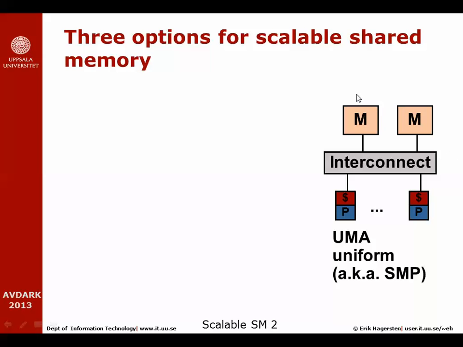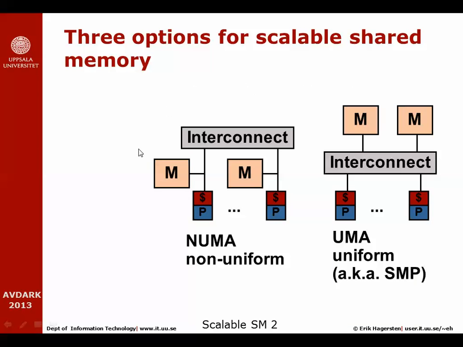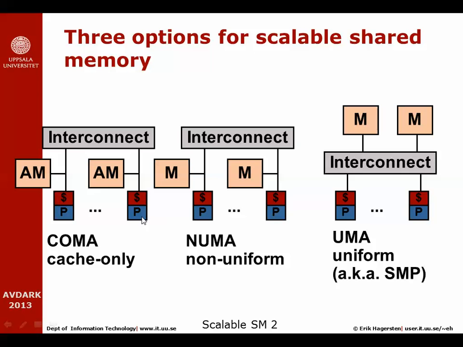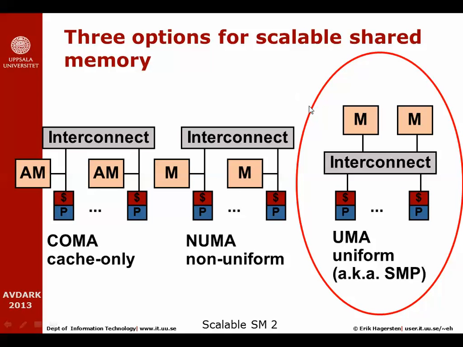But there are more scalable ways of implementing shared memory as well. There is something called non-uniform memory architectures, or NUMA for short, where this property of uniformity between memory and processors doesn't hold. And there is yet another architecture called cache-only memory architecture, or COMA, as its brain-dead acronym. So we're going to discuss these kinds of scalable systems in a little while, but what we concentrate on in this lecture is how to make SMPs more scalable.